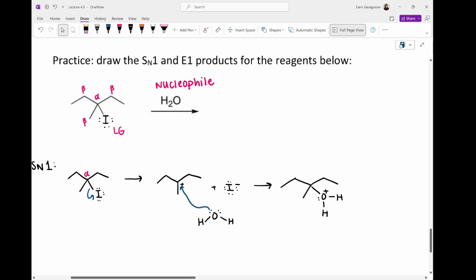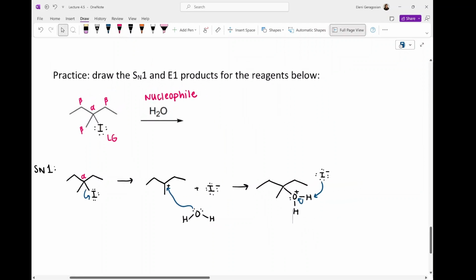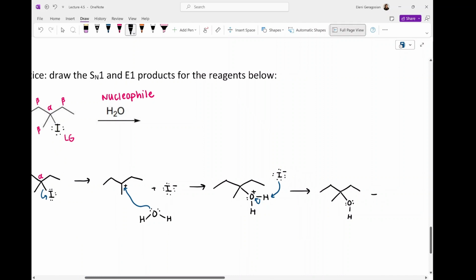Last step will be proton transfer step, and this is just to establish a neutral organic product. So a hydrogen is removed from oxygen. Electrons owned by iodine will now form a bond to the hydrogen. So now in the organic molecule, we have an alcohol group, OH. Now that oxygen is neutral, and then byproduct here is HI.